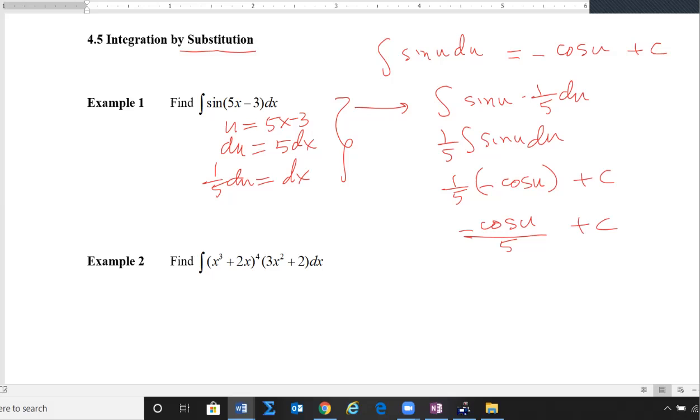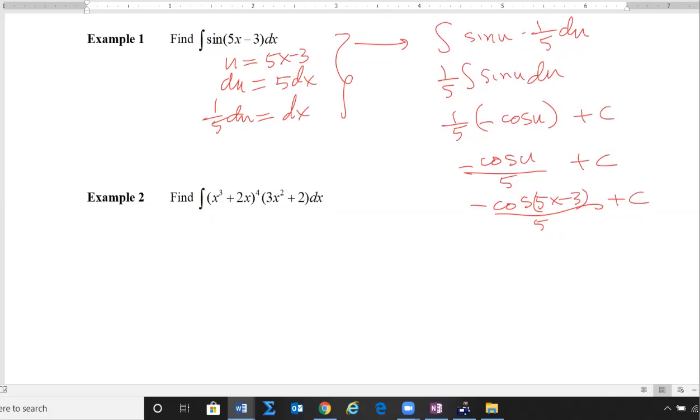The last step is to get x back into the problem, back into your answer. U was 5x minus 3, so this is a negative cosine of 5x minus 3 over 5 plus a constant. So that's how you can use substitution. You have to be creative with your substitutions, but there's certain things to look for. And as you practice, you'll start to see some of that.